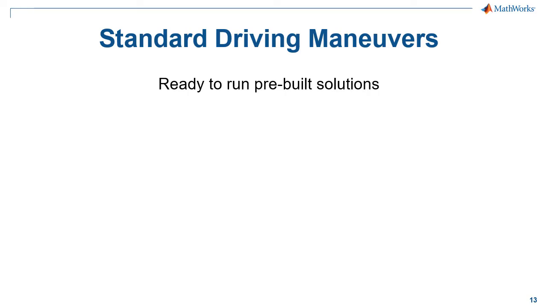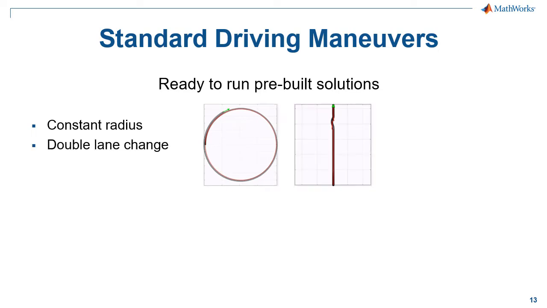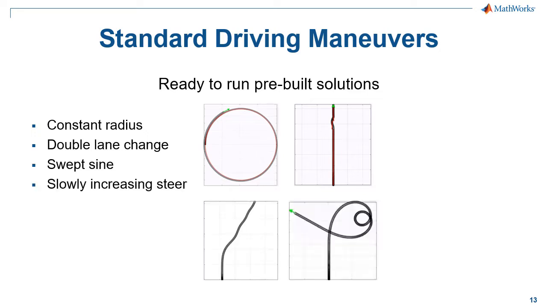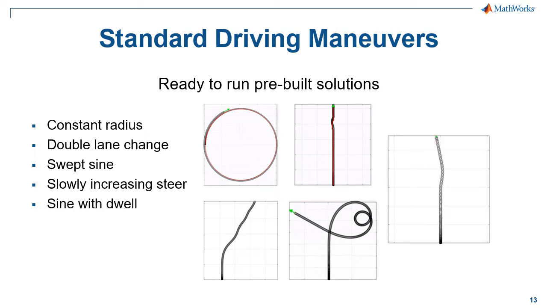Some standard driving maneuvers are included in the vehicle dynamics block set. Let's take a look at these ready-to-run pre-built solutions. First of all, we have a constant radius reference application, a double lane change, a swept sine, a slowly increasing steer, also called a J-turn, and a sine with dwell. Let's take a deeper look into the double lane change.